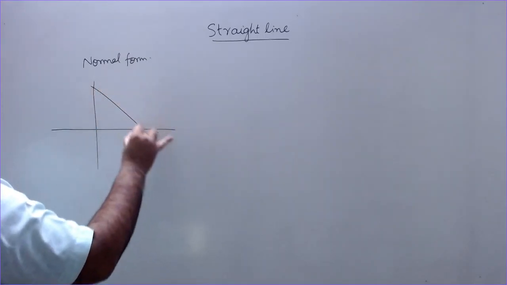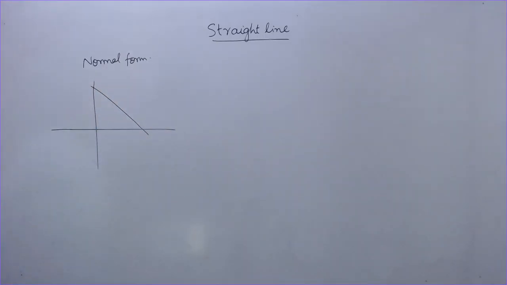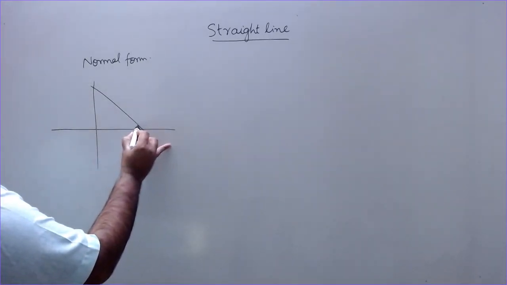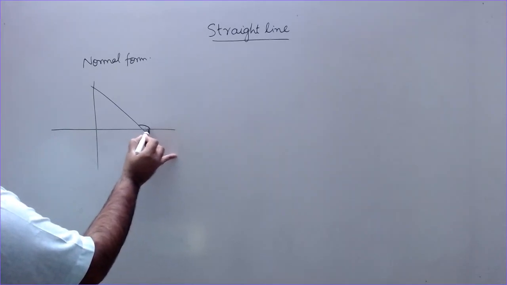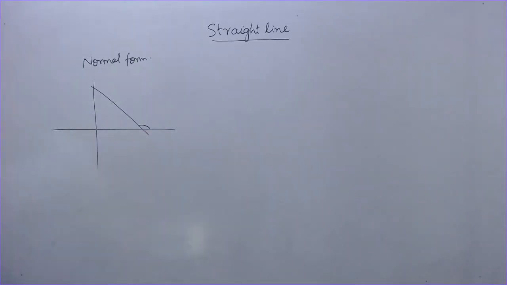So this is a straight line. Now I am drawing this straight line. It does not really mean that all these straight lines are lying in the first quadrant. They may be in the second, third, fourth or first, in any of the quadrants. So this straight line is making this angle with the positive x-axis. We are not concerned with this angle here.